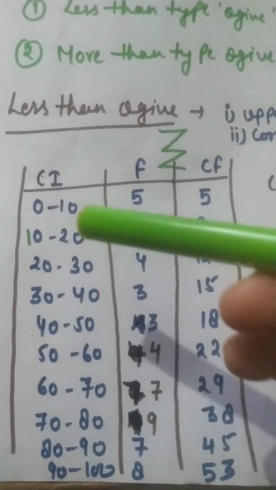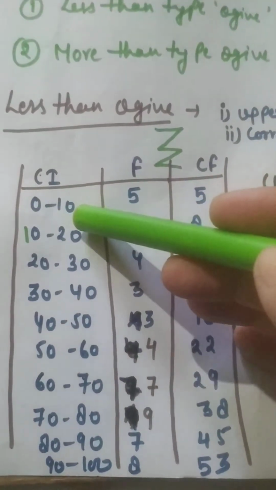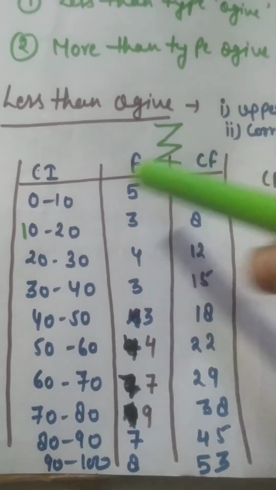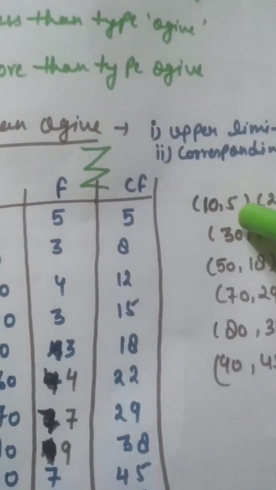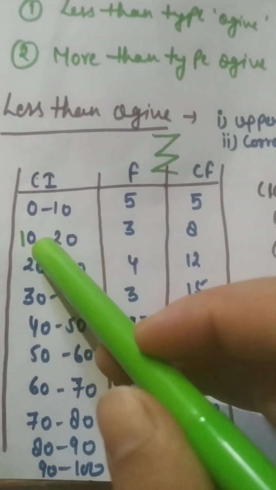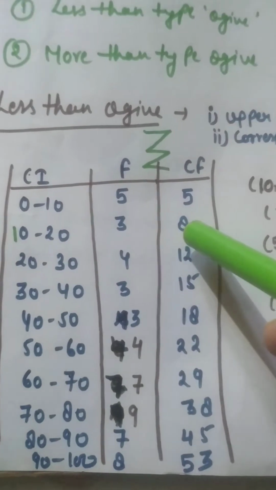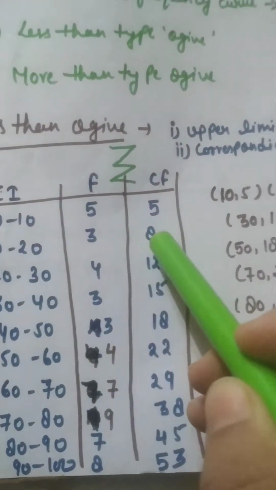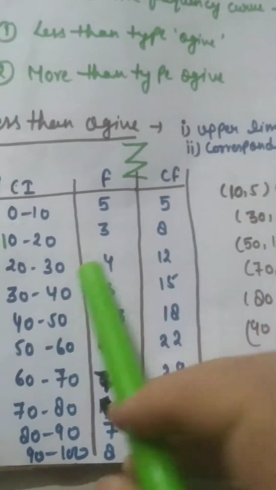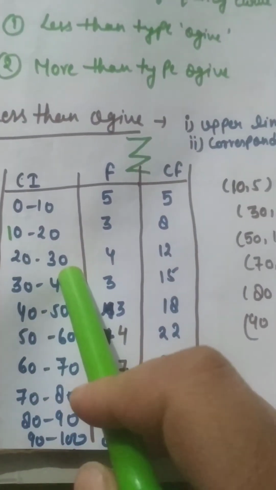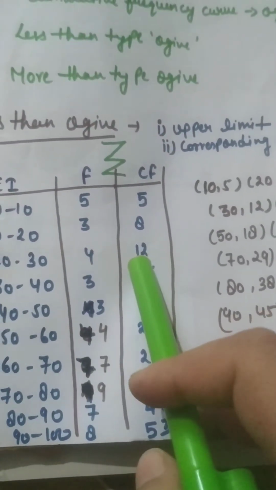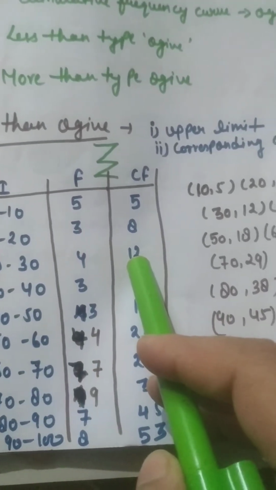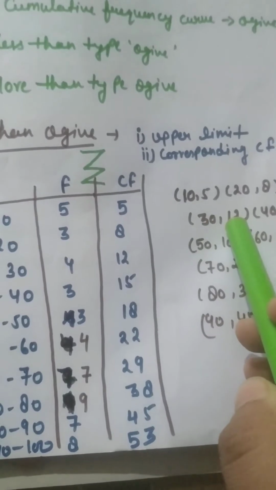Look at the first class, 0 to 10, and the corresponding cumulative frequency is 5. So our point will be 10, 5. The second class is 10 to 20 and the corresponding cumulative frequency is 8. So the upper limit is 20, and the point is 20, 8. The third class is 20 to 30 and the corresponding cumulative frequency is 12. The upper limit is 30, so the point is 30, 12.